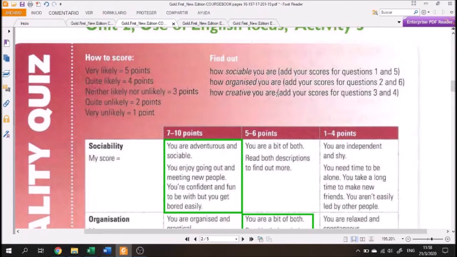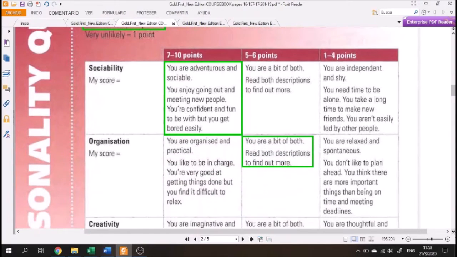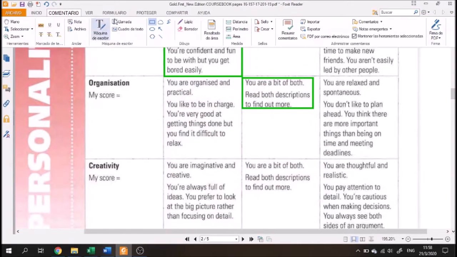Okay, let's see creativity. How creative you are. For creativity, we add questions 3 and 4. For question 3, I got in the middle here. 3 points. And for question 4, I am here. Again, I get 5 points. Again in the middle. Oh, how boring.